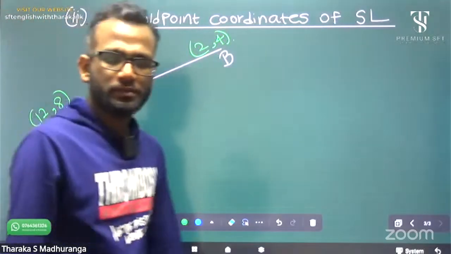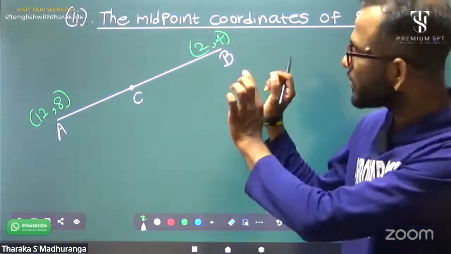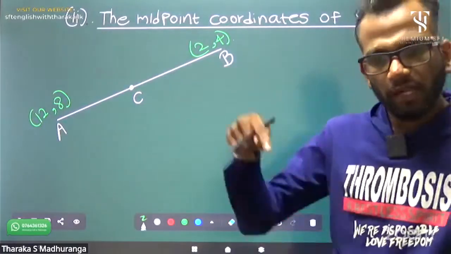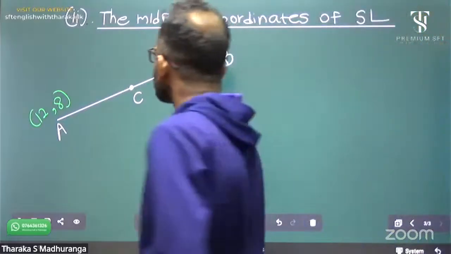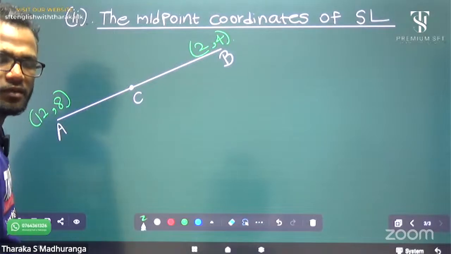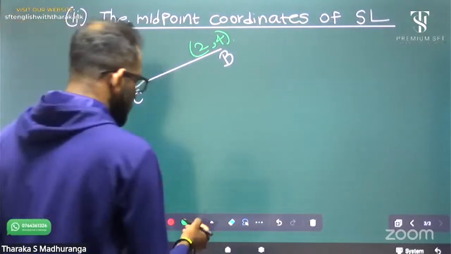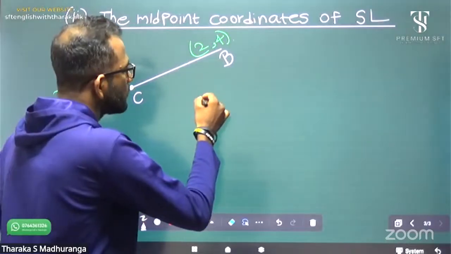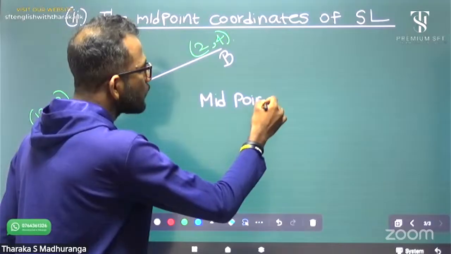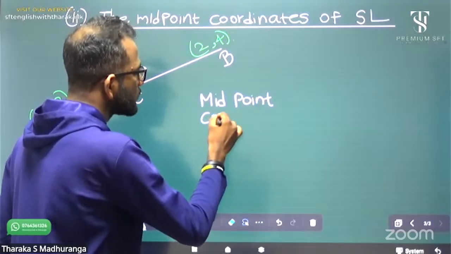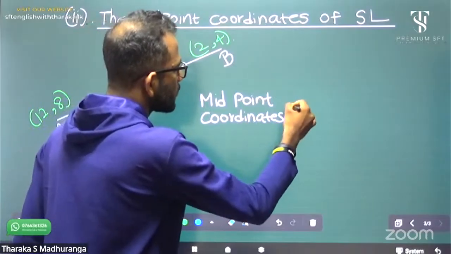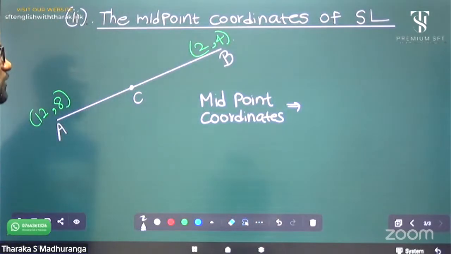Okay, now AB is a straight line. The midpoint is C, the center point is C. Can you calculate the midpoint, the coordinates of the C point? It's very simple. This is a method. Remember the center point coordinates or midpoint coordinates. Again, we have a very simple equation.